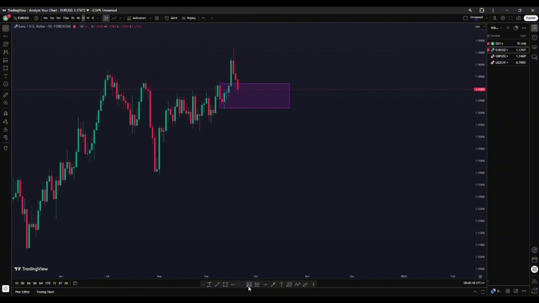Now, if price is going to continue moving higher, where do I see as a possible target? I will also be using this high here. This is an old high. So this will be my target for this trade.